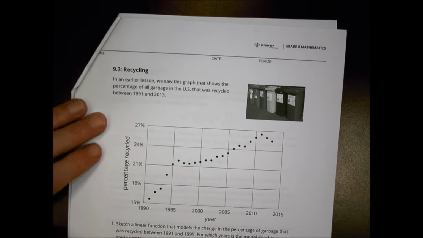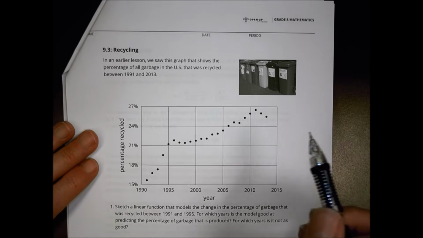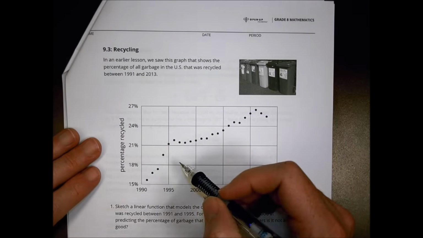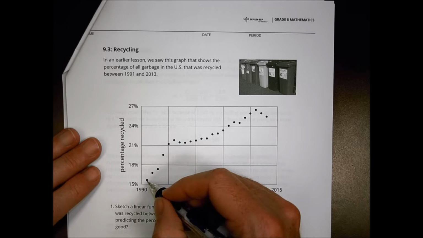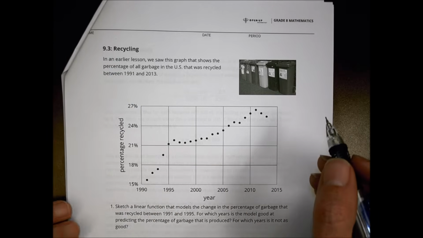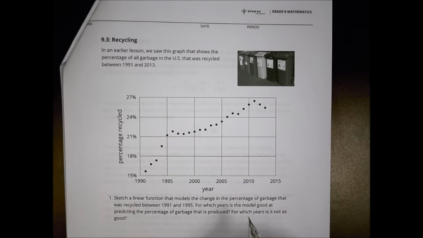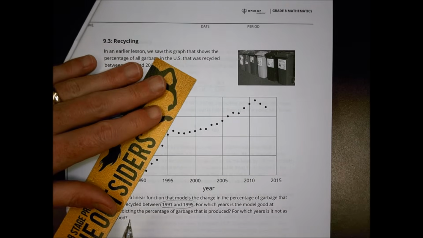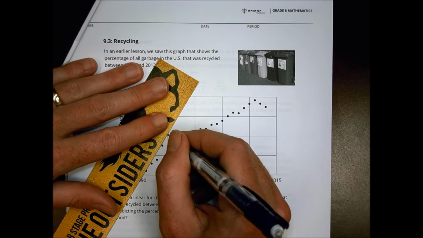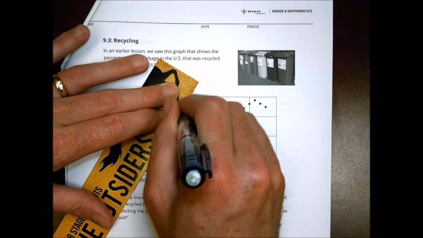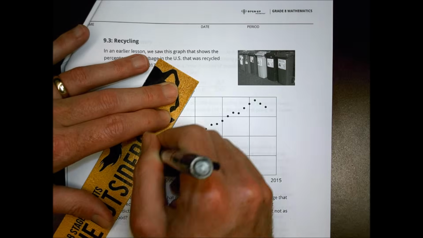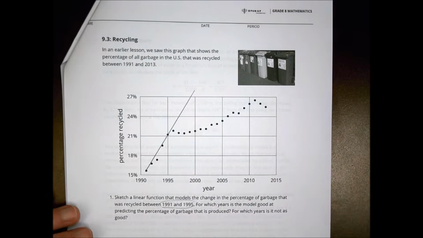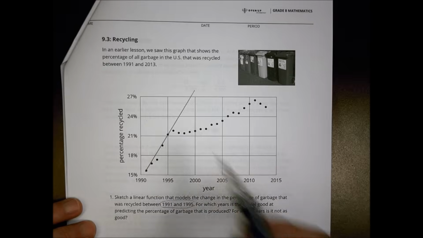In activity 3, we go back to our activity on recycling. It says in an earlier lesson, we saw this graph that shows the percentage of all garbage in the U.S. that was recycled from 1991 to 2013. It says sketch a linear function that models the change in the percentage of garbage that was recycled between 1991 and 95. So we're going to take a point at 91 and 95, and we're going to draw a line like this, right? And that would be a linear function from 1991 to 95 there.